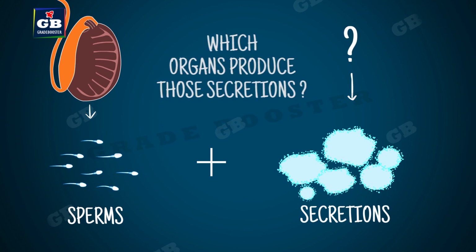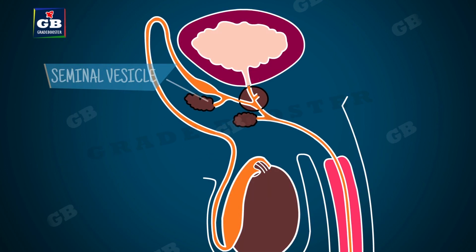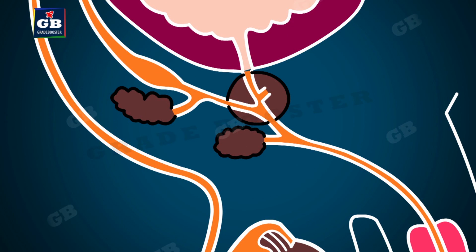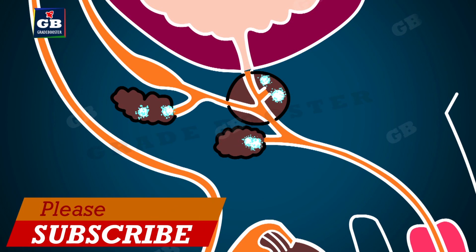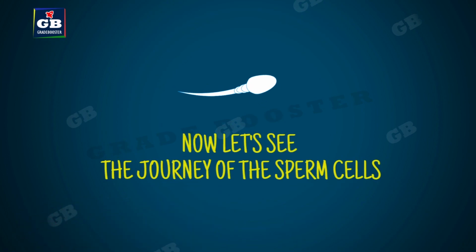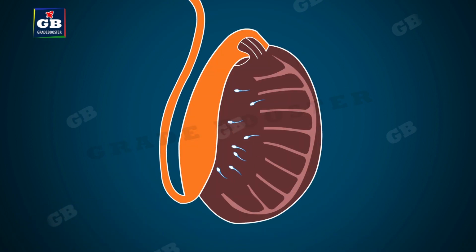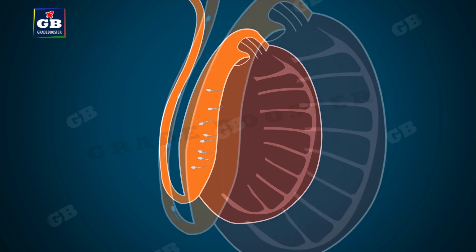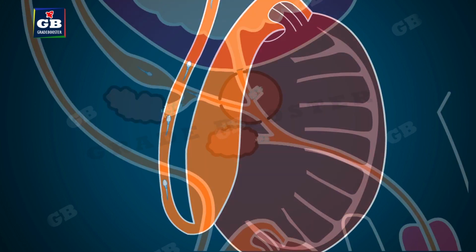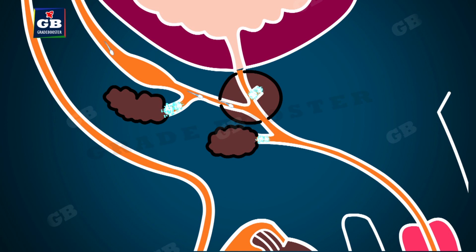Which organs produce those secretions? Prostate gland and seminal vesicles. They secrete certain fluid secretions that provide nutrients to the sperm cells. Now, let's see the journey of sperm cells. Sperm cells formed in the testes travel through a tube called vas deferens, and on the way, they are joined with the fluid secretions from the prostate gland and seminal vesicles.